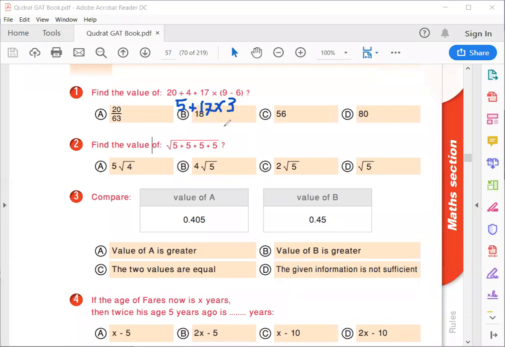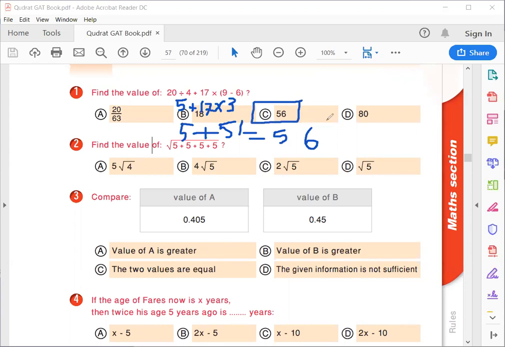So now I write 5 plus 51 equals 56. Now what is the answer? So it is 56. What is the answer now? It is C, right? Good.